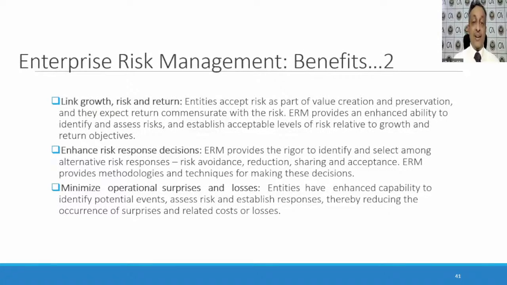Next is very important. Enhance risk response decisions. ERM provides a rigor to identify and select among alternative risk responses: avoidance, reduction, sharing, acceptance. This allows me to answer the question, what is the difference between risk sharing and risk mitigating? Yeah, good. So you have put good questions.